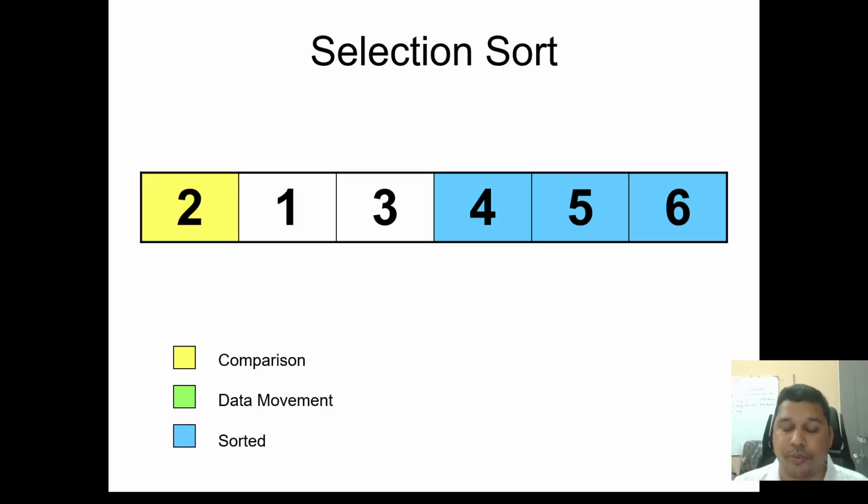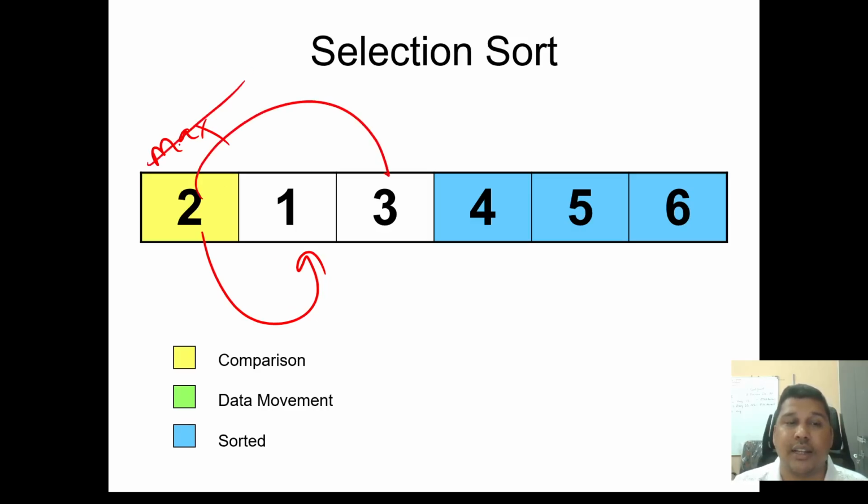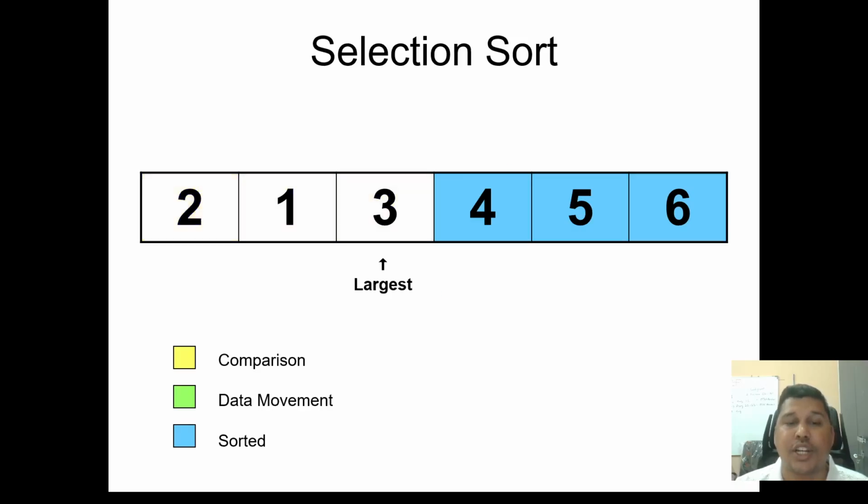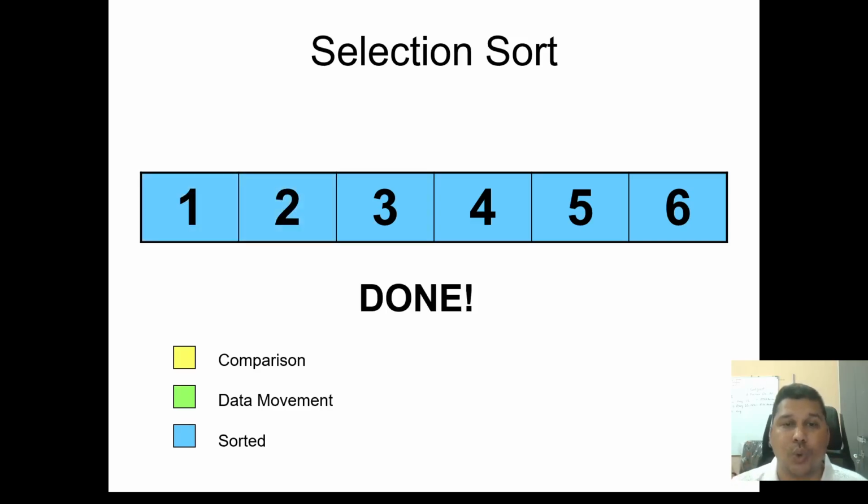Then comes 2. This is max now. Compare 2 with 1, this remains. 2 with 3, this becomes your max, again in the same location, no change. Then 2 and 1, yes, this is large, swap it. This way you do it in selection sort.